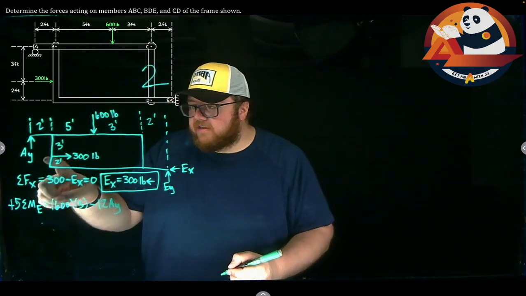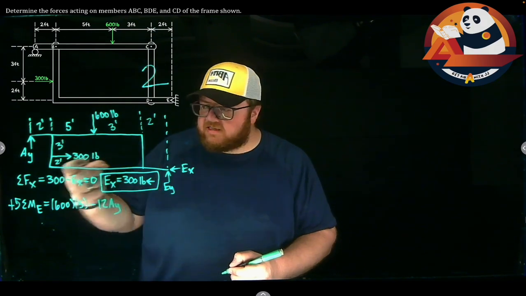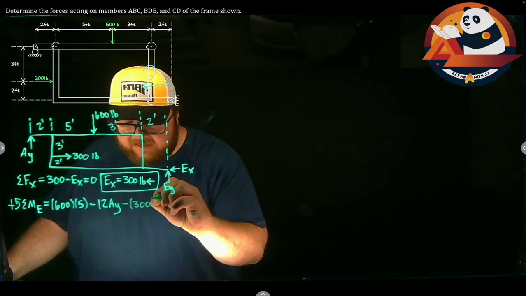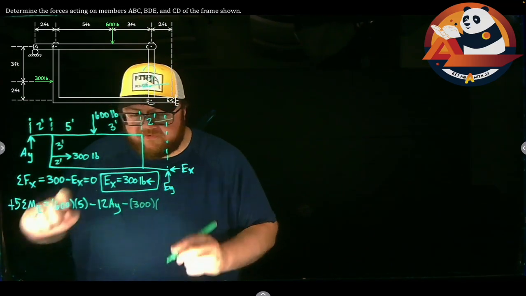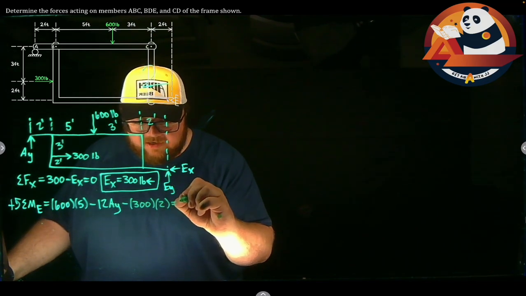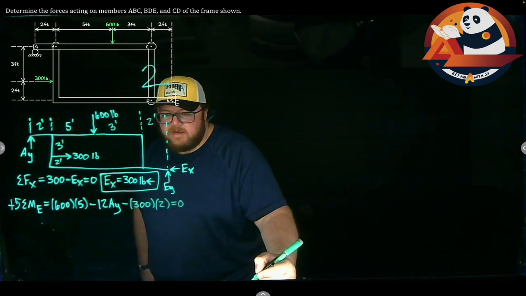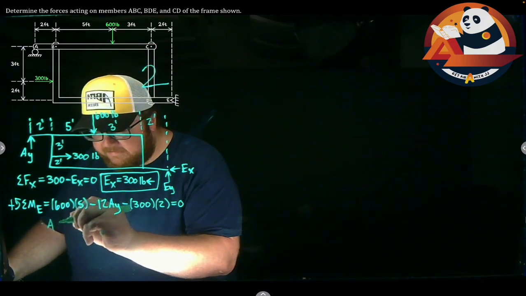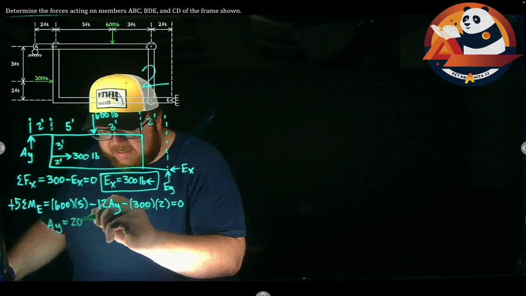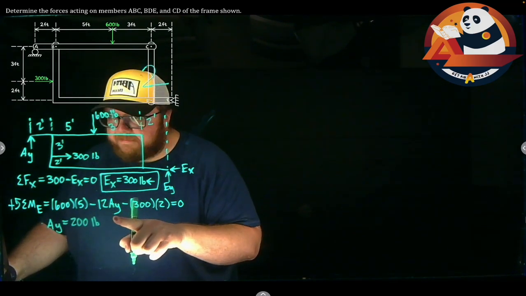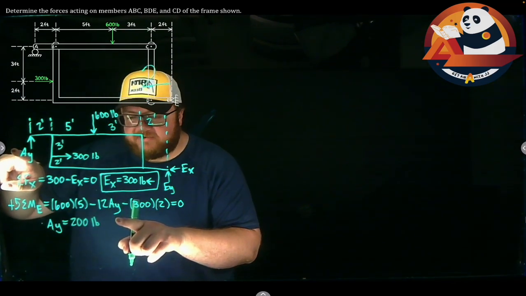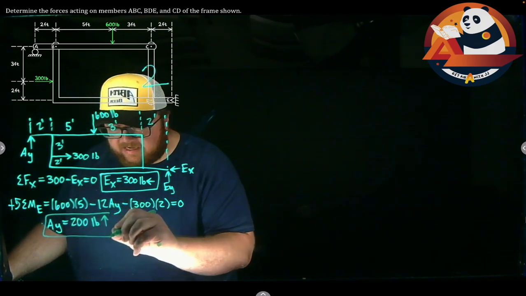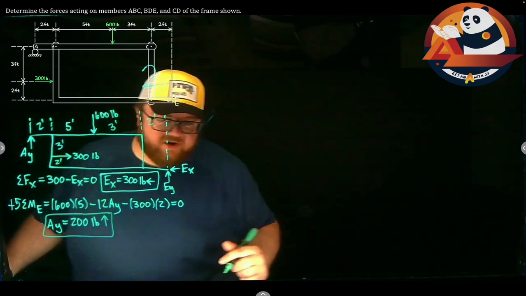And then finally, I need to account for this 300-pound force. It's also going to cause a clockwise rotation about E. So minus, my force is 300, and my distance is 2 feet. 300 times 2 equals 0. If I solve that for AY, my only unknown in here, I'm going to get that AY is 200 pounds. When I get that positive coming out from this equation, it means I guessed the right direction for AY. I guessed it was going up, so put an arrow going up. My answer is positive with the correct direction.